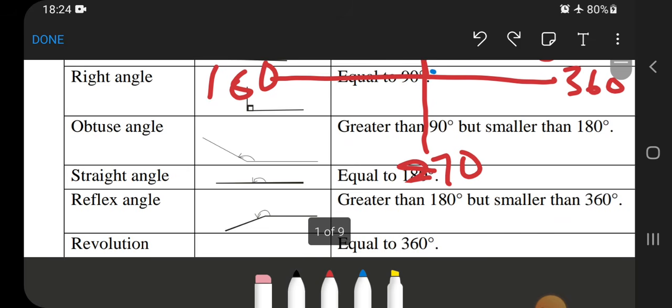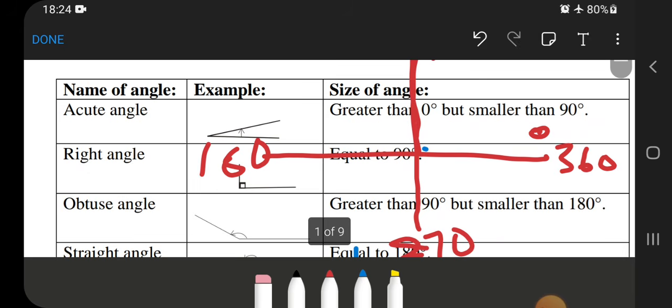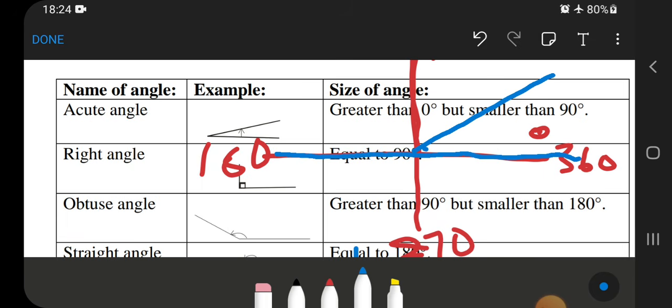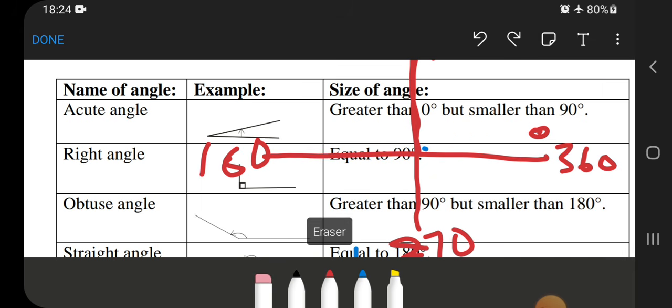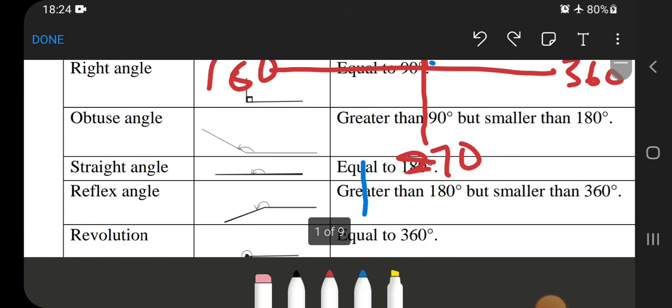And then we have a straight line. A straight line is when we are here. A straight line like this is equal to 180 degrees. So if there is a line going up here and this angle is 85 degrees, then to get this one, you say 180 minus 85. All straight lines are equal to 180.